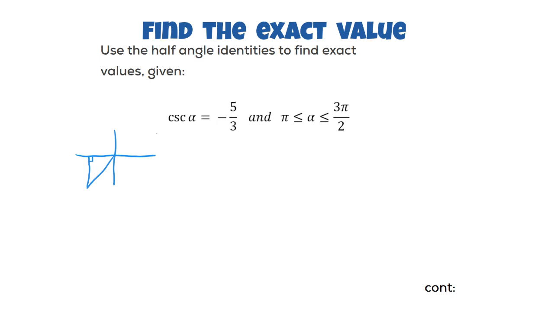Now the cosecant, remember, is the reciprocal of sine. That means if sine is opposite over hypotenuse, this is hypotenuse over opposite. So hypotenuse is 5, opposite is -3. And then your job is to find the missing side.